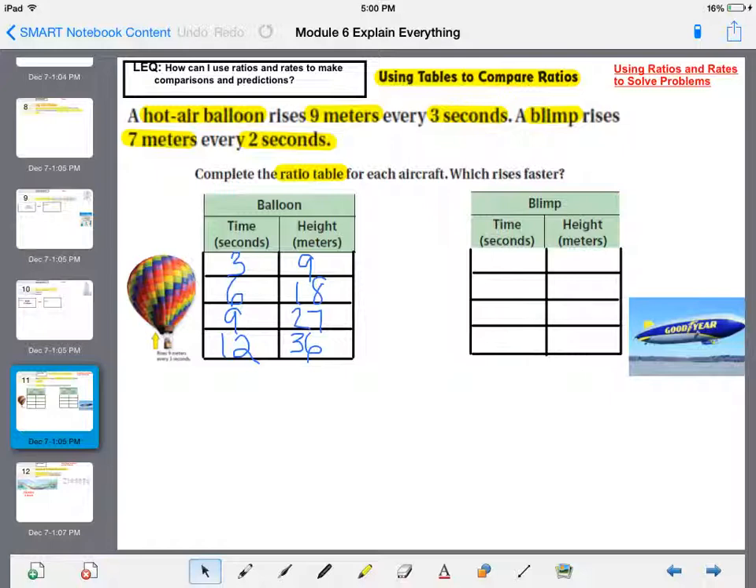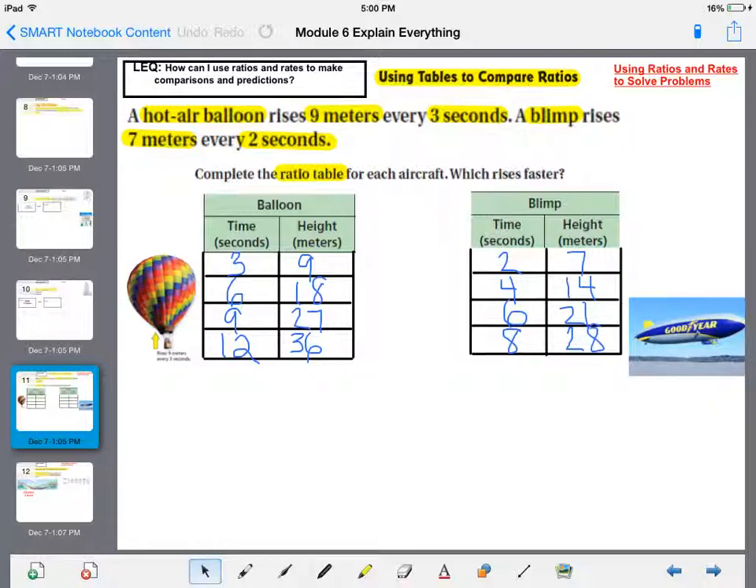Let's do the same thing with the blimp and complete that table. The blimp, on the other hand, is going 7 meters every 2 seconds. So every 2 seconds, the blimp is going 7 meters. So another 2 seconds would be 4, another 7 meters would be 14. Another 2 seconds would be 6, another 7 meters would be 21, another 2 seconds would be 8, and lastly another 7 meters would be 28.